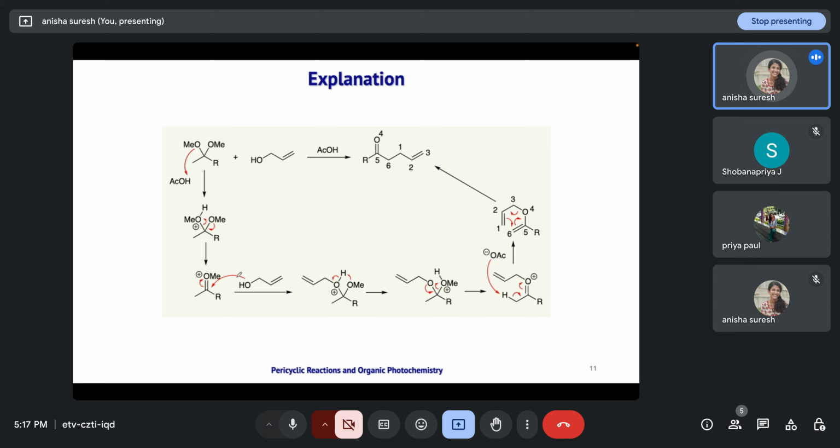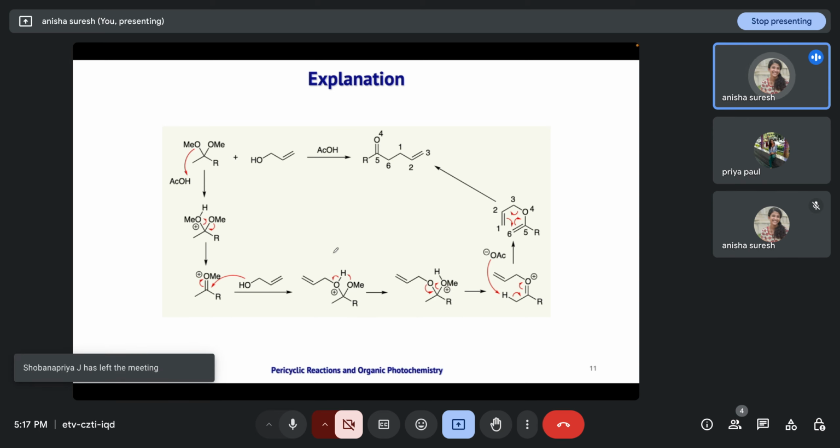Now the allyl alcohol will attack at this electrophilic carbon center, and this double bond will be opening up for neutralizing the positive charge. So we will be getting this intermediate, and then protonation of this OMe will take place, and once a lone pair of oxygen falls, methanol will get eliminated, resulting in the formation of this intermediate.